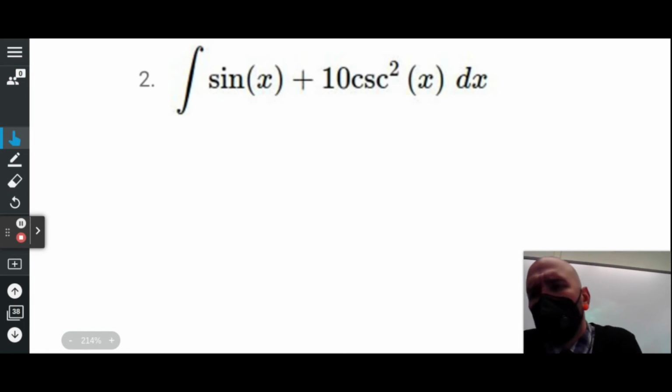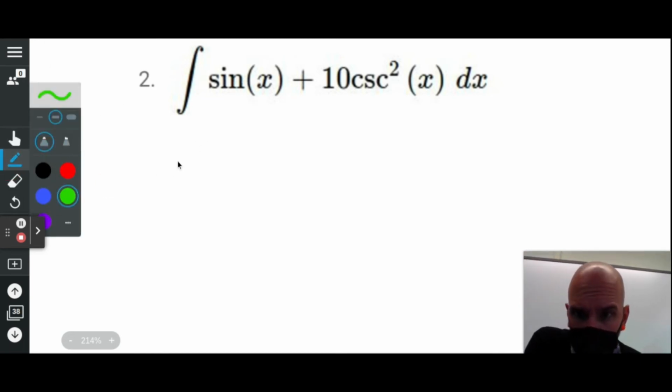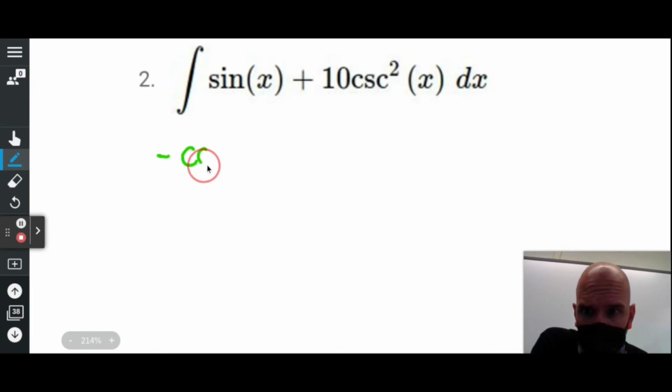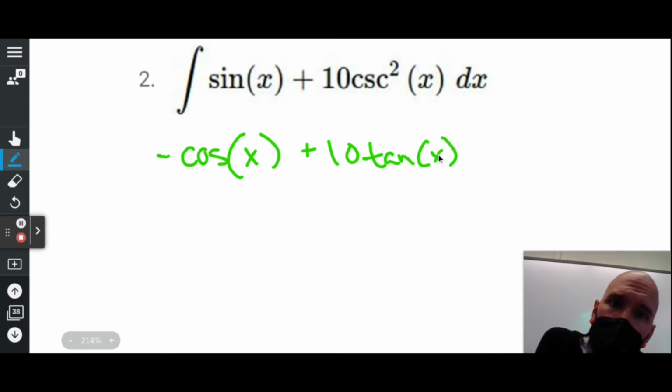Super easy, almost too easy. Integral of sine is negative cosine. Negative cosine x plus 10 tangent x. Oh, it's actually cosecant squared.